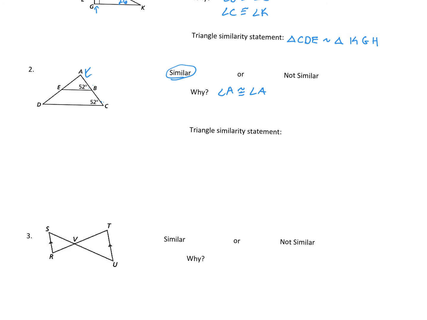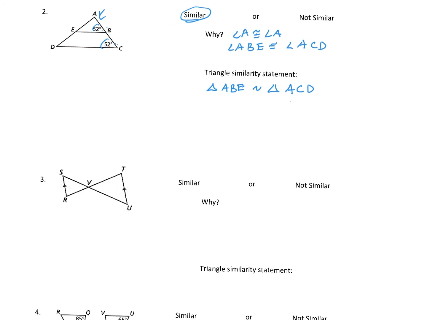And angle ABE is congruent to angle ACD, which is the one in the corner right there. Our similarity statement, I'm going to write the small one first. So triangle ABE, that's the small one, is similar to triangle ACD. Remember, we're going to match our angles with the angles. Our A is first because it matches with itself.